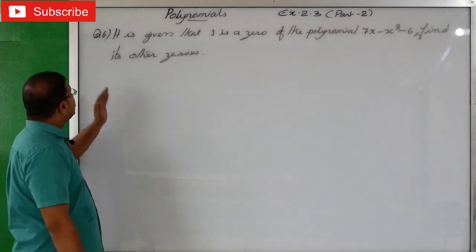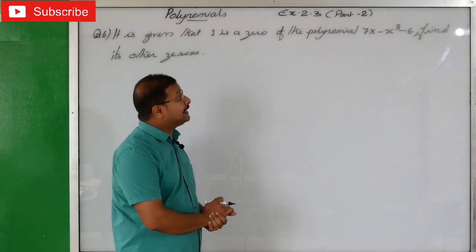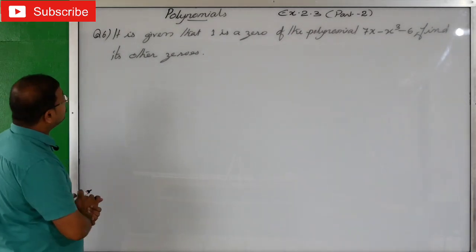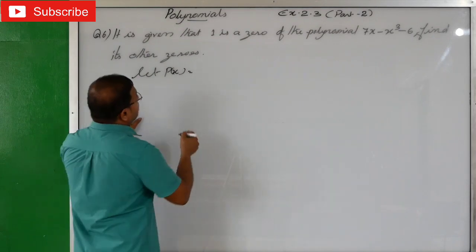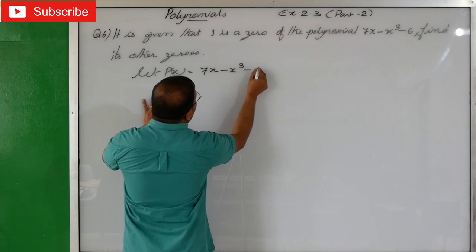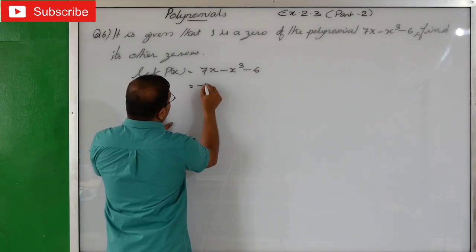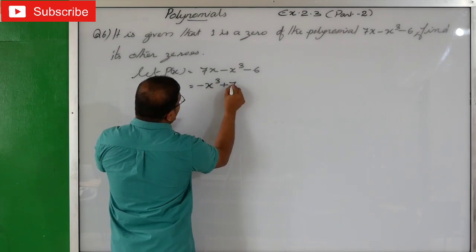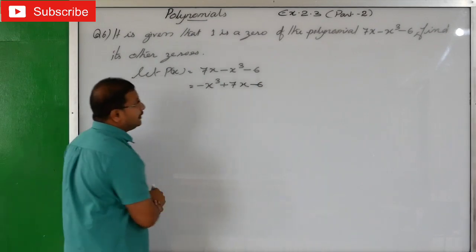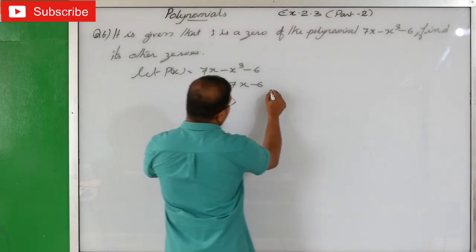Question number 6. It is given that 1 is a 0 of the polynomial 7x minus x cube minus 6. Find its other zeros. So what you will do here, let the given polynomial p of x equals 7x minus x cube minus 6 equals, the highest power we will write first. That means minus x cube plus 7x minus 6. Ready? And of course it is given 1 is its 0. That means what you will do?